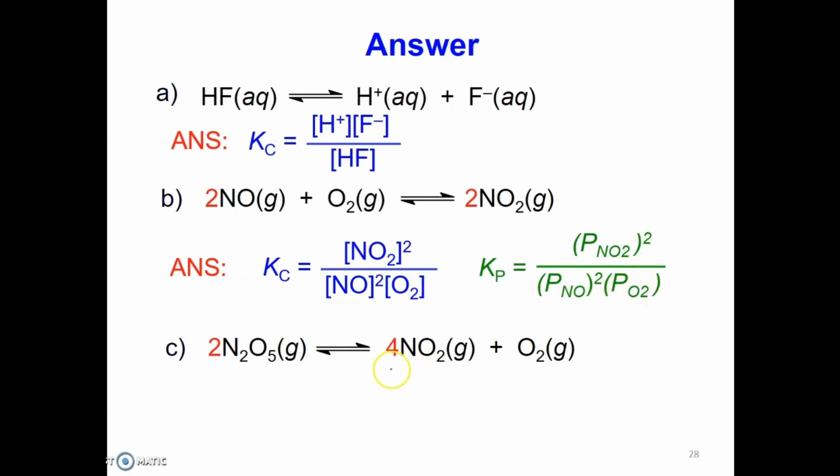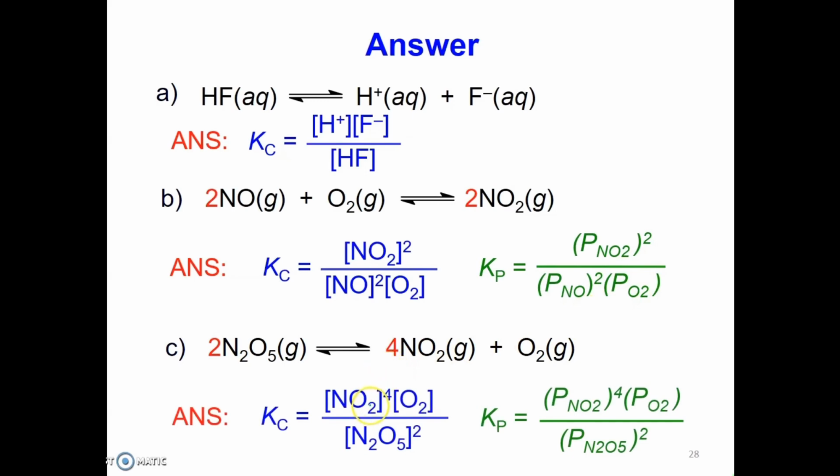For C, the Kc expression will be the concentration of NO2 to the power of 4 times the concentration of O2 to the power of 1 over the concentration of N2O5 to the power of 2. And this reaction also has a Kp expression, which is the partial pressure of NO2 to the power of 4 times the partial pressure of O2 to the power of 1 over the partial pressure of N2O5 to the power of 2.